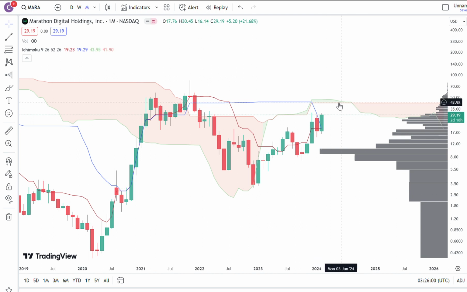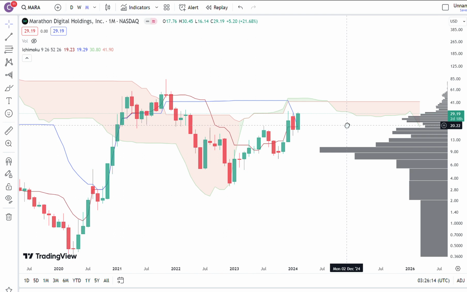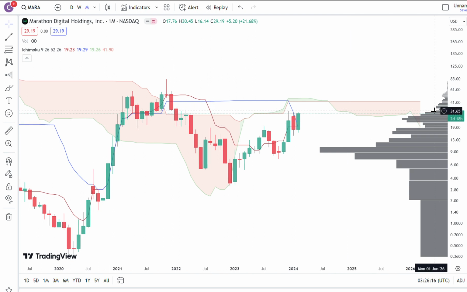Now, where are going to be the targets? Where are your potential resistance? There could be some resistance up here, although the cloud's very thin. I don't anticipate this to be very, very strong resistance, especially because the volume shelf is just not very strong up here. But if you want to look at some of the levels, once it breaks through, maybe you start getting some resistance here around 34, 35. Maybe you start getting some resistance all the way up to the 40, 41, 42 range. The 42 range right now is basically the bottom of the cloud.